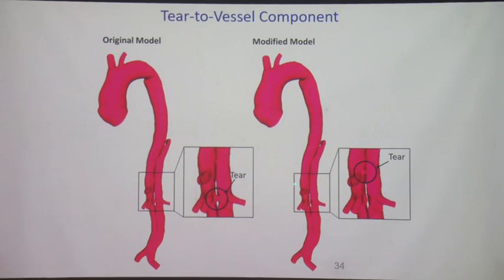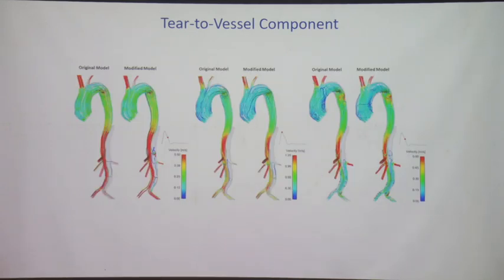So then she found that this could affect the probability of false lumen thrombosis, and so then she created a different model. So this is a real geometry, and this is an artificially created model by moving this tear further up. So if it's too close to the vessel, then in this artificial geometry she created, she kind of sealed this tear, but created the tear further up and away from these side branches, to see how this might affect the thrombus formation. So she did some predictions and comparisons looking at shear stress.